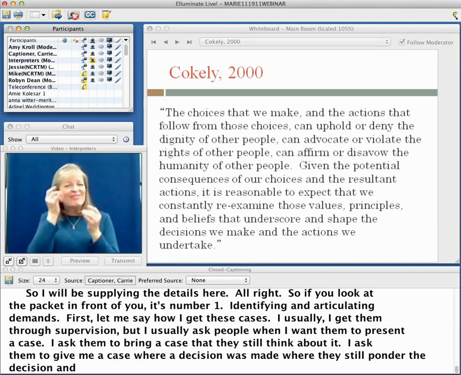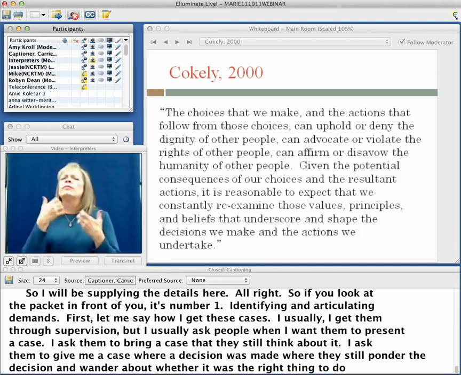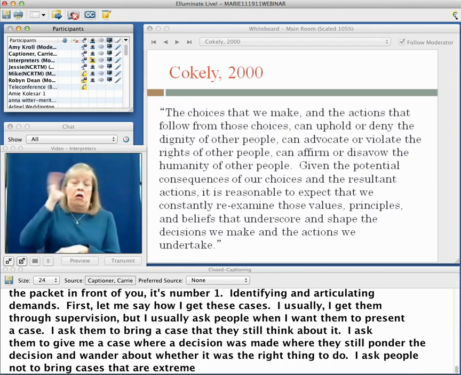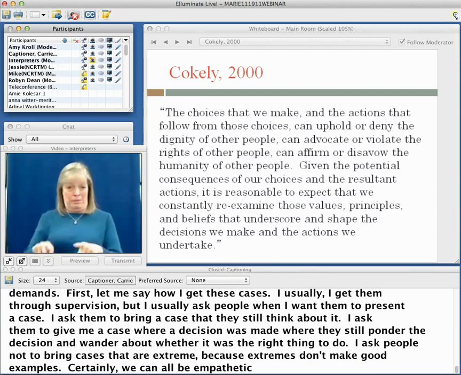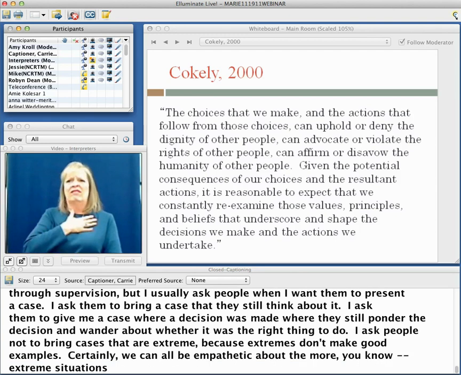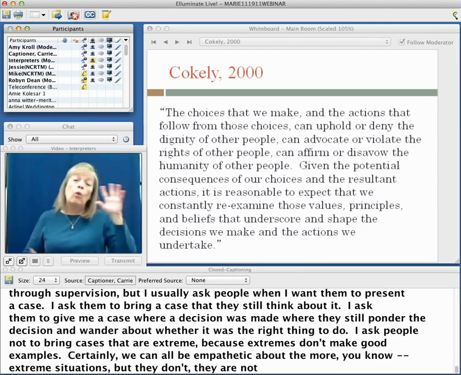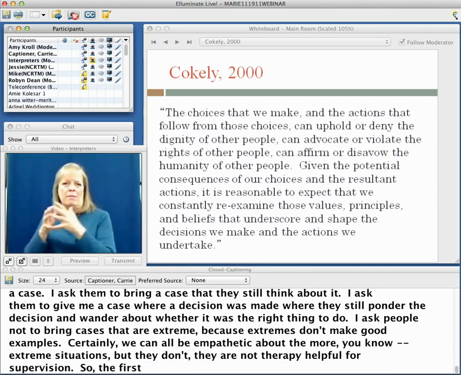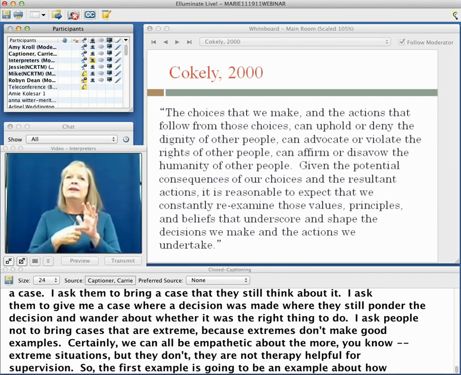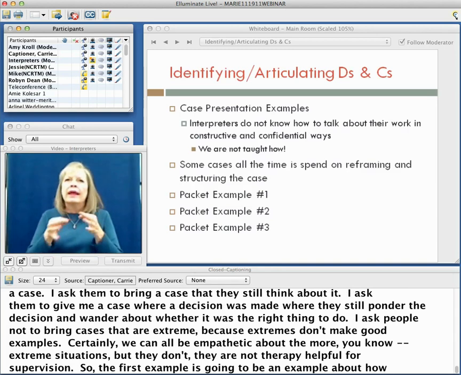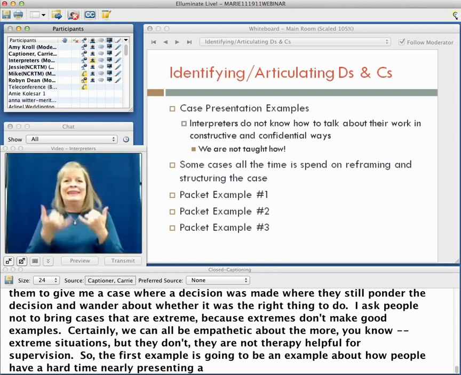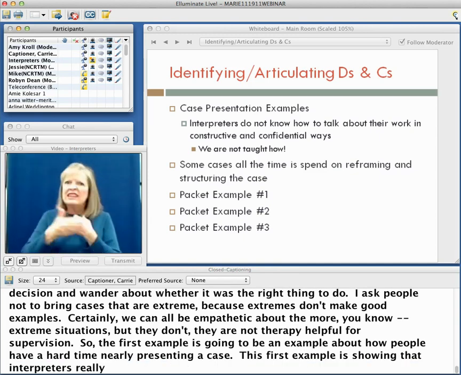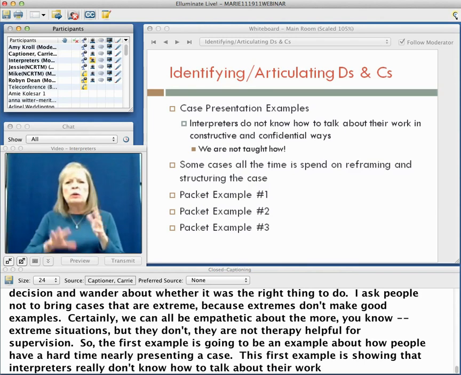I ask people not to bring cases that are extremes, because extremes don't make good examples. Certainly, we can all be empathetic about some of the more extreme situations, but they're not terribly helpful for supervision. And so the first example is going to be an example about how people have a hard time merely presenting a case. This first example is showing that interpreters really don't know how to talk about their work in constructive and even confidential ways, mostly because no one has ever taught us how.